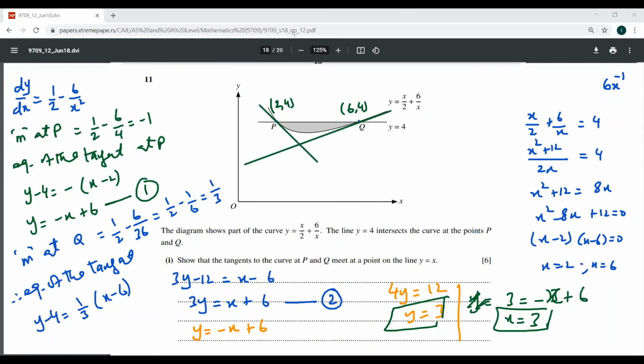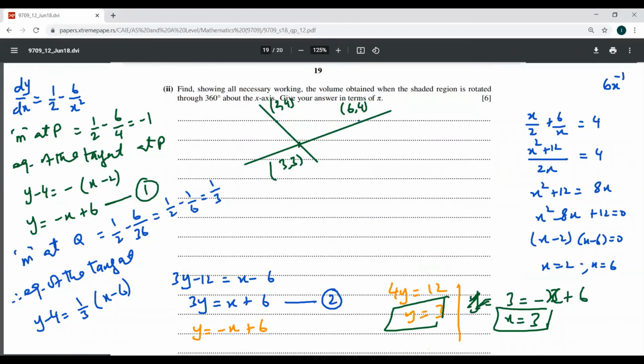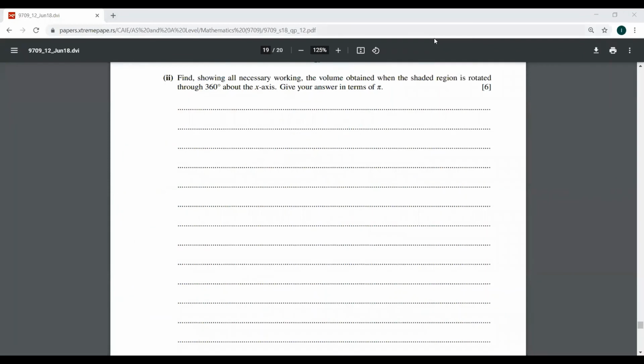So this point over here is (3, 3). This is (3, 3). So we have shown that they both meet at the line y equals x. Now there's the second part: find, showing all necessary working, the volume obtained when the shaded region is rotated. We have to give the answer in terms of pi.